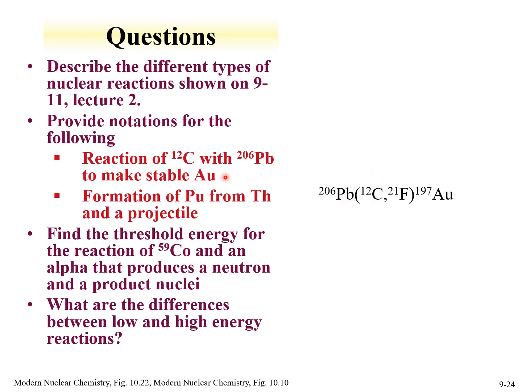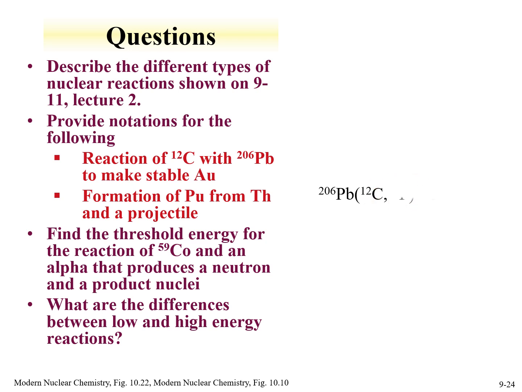You need to know what stable gold is. If you look in your chart of the nuclides, you'll see that gold-197 is the stable isotope. And then from there, the difference, the remaining material, you can write as one isotope, and that would be fluorine-21.